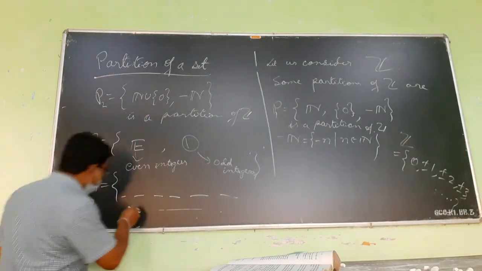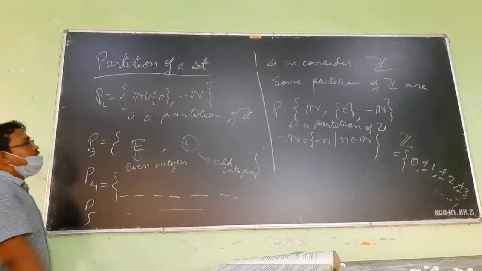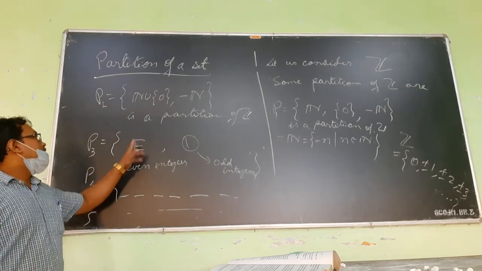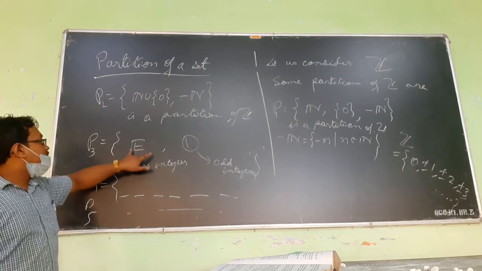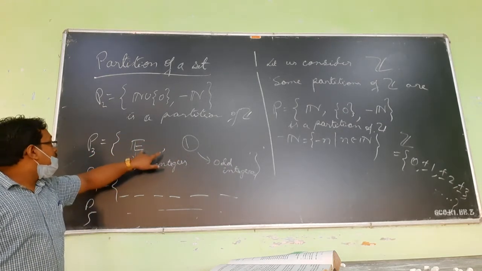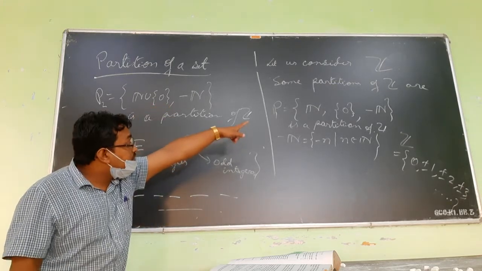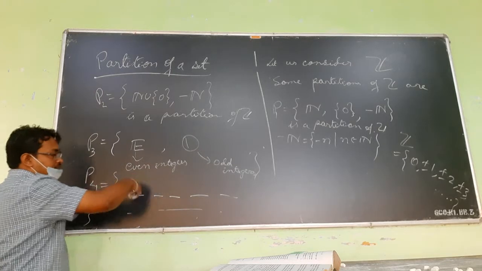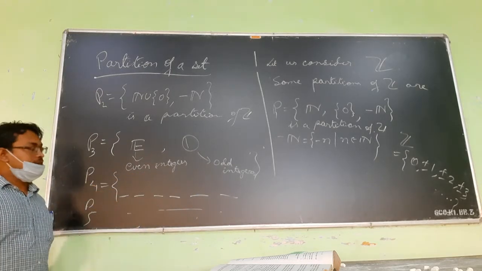Tell me a partition which has infinitely many members here. These are only finite, na? As sets they are infinite, but this partition has finitely many members. So suppose here there are 2 members, here there are 2 members, there were 3 members. Tell me a partition which has infinitely many members here. Onek class. What is that?